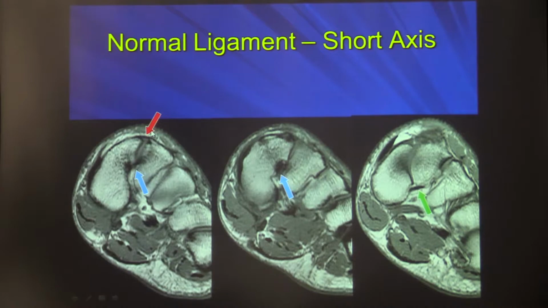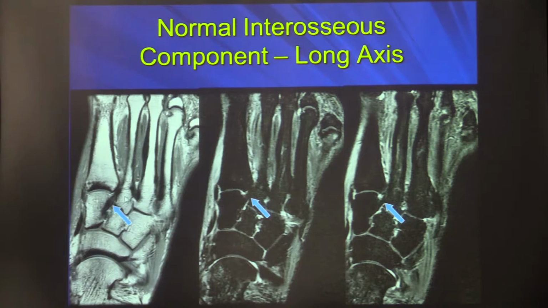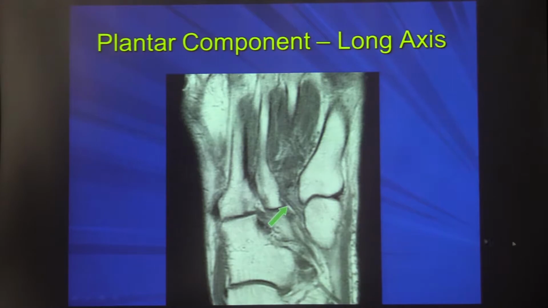In long axis, this is the interosseous component, the principal, strongest component of the tarsometatarsal joint complex, and we can see it nicely on T1 and inversion recovery scans. Here's the plantar component in long axis, something we see more variably.